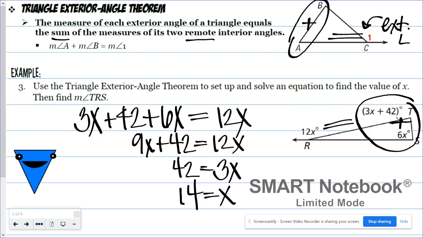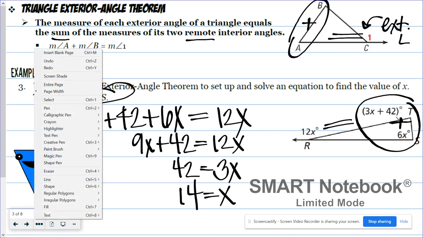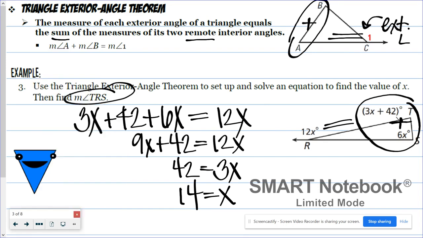And then this being geometry, after you find the value of x, make sure that you actually answer the question. They asked us to find the measure of angle TRS. TRS is this angle right here, which is adjacent to our exterior angle. It forms a linear pair with our exterior angle.